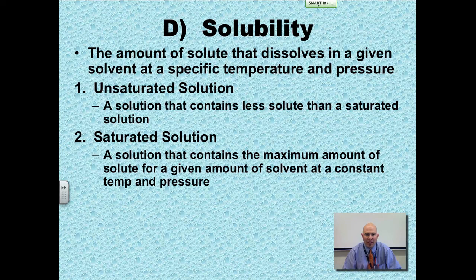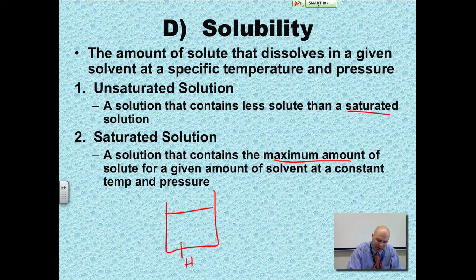be the maximum amount. Saturated solution, and I'll put them both at the same time. A saturated solution contains the maximum amount of a solute for a given amount of solvent at a constant temperature and pressure. So you've got some water here and we have some salt, and there's going to be a limit where you put in salt and then no more will be dissolved. All the salt that can fit in that solvent is maximized, so you can't put any more. That's what a saturated solution is.